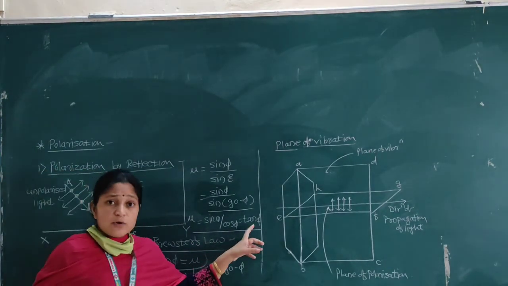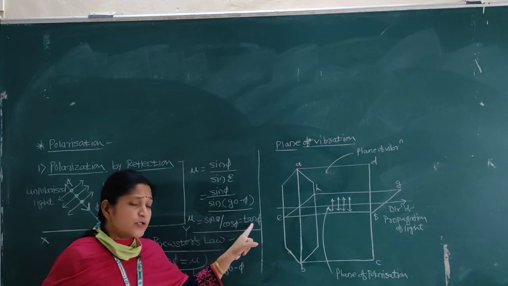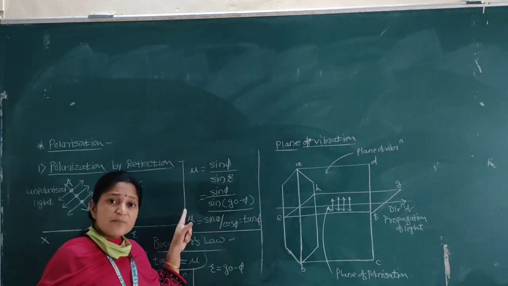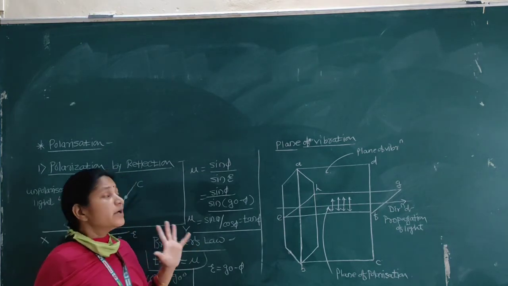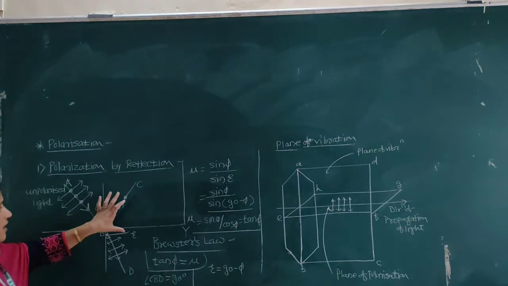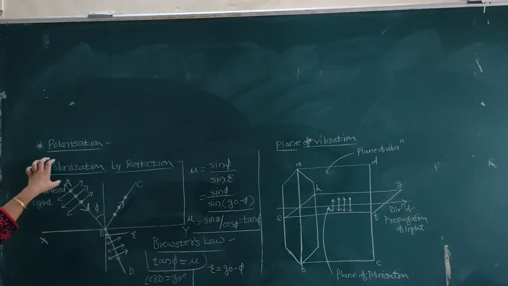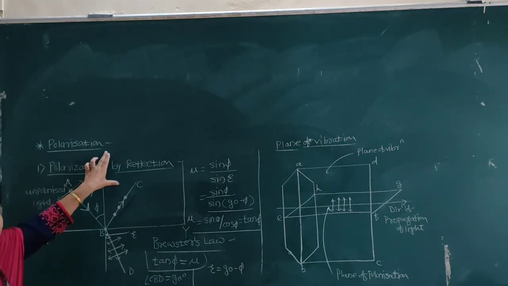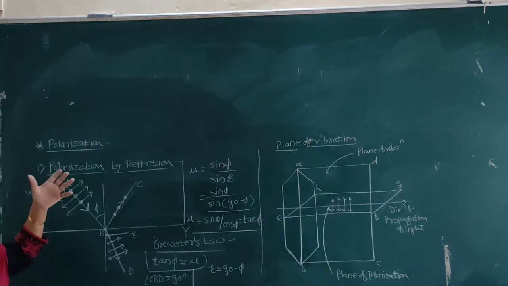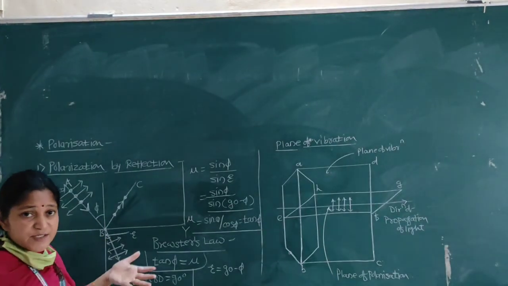Brewster's law. What is the law? The tangent of the angle of incidence must be equal to the refractive index of the medium. That is nothing but Brewster's law. Okay. So one more time I will explain. Polarization by reflection is the first method which is used for producing plane polarized light. The other two methods we'll discuss in the next video.